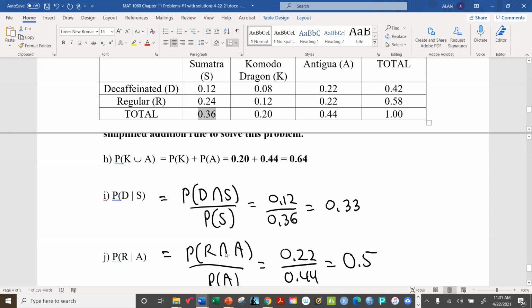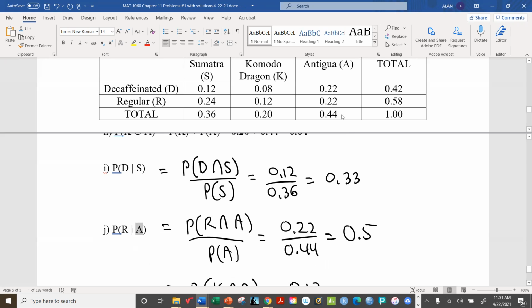Then we have, with the exact same setup, R given A. In other words, if we pick a bag of Antigua, what's the probability that it's regular? So therefore, we need the intersection between R and A in the numerator. A goes in the denominator because that's this probability right here. And so we look up these numbers. R and A, regular Antigua, has a probability of 0.22, and A by itself has a probability of 0.44. So in other words, you can see for yourself within the Antigua column, half are regular and half are decaf. So the answer is 0.5.